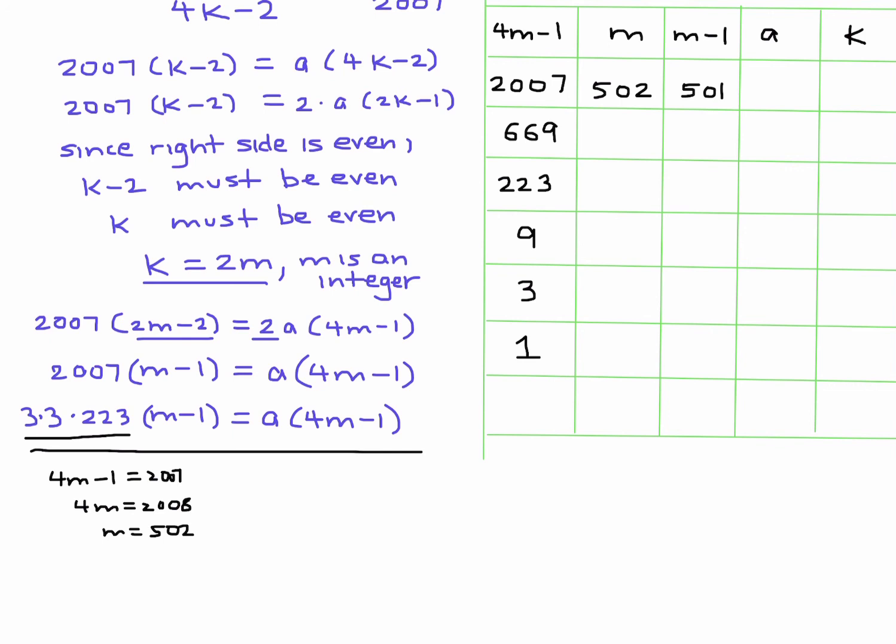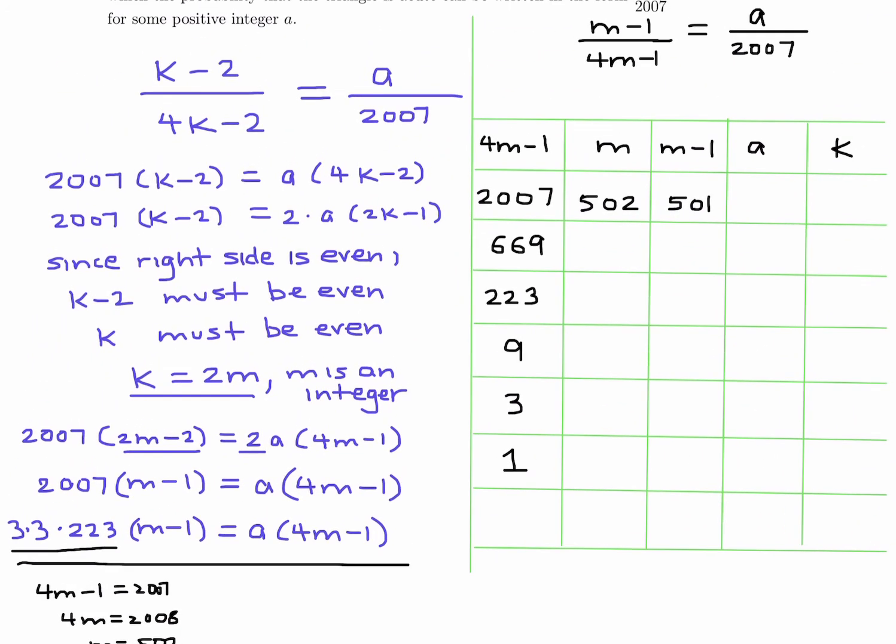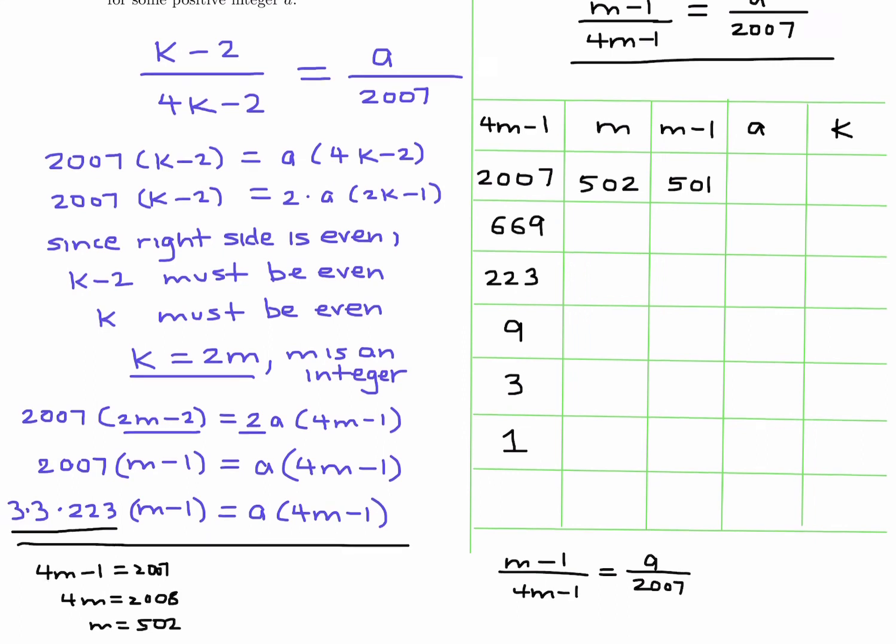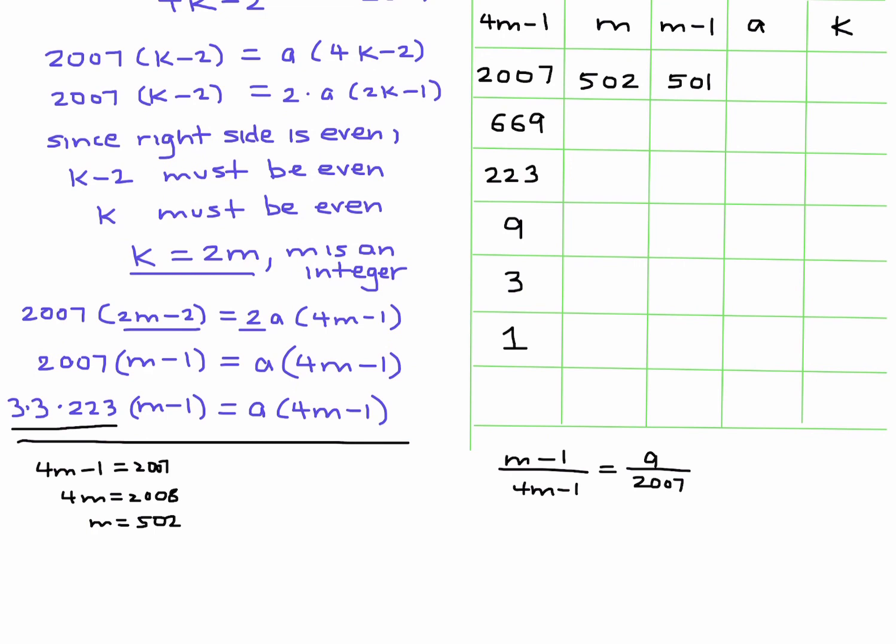This basically becomes a situation where we have m minus 1 over 4m minus 1 is equal to a over 2007. Correct? So, solving for a, m minus 1 is 501, and 4m minus 1 we said is 2007. So that means a over 2007. Okay, well, a just matches this time. It's 501.